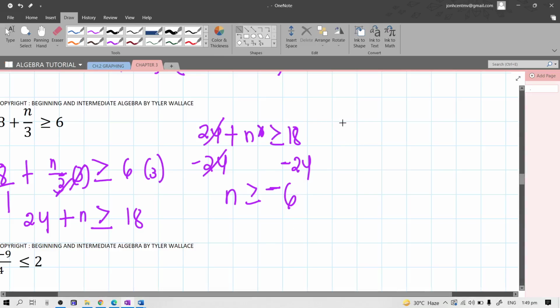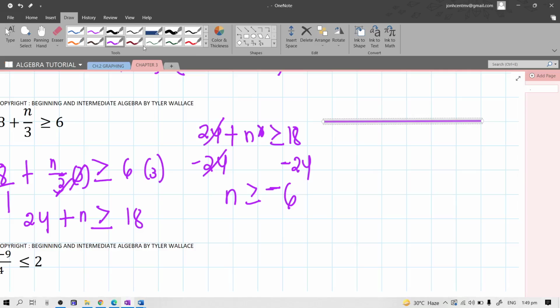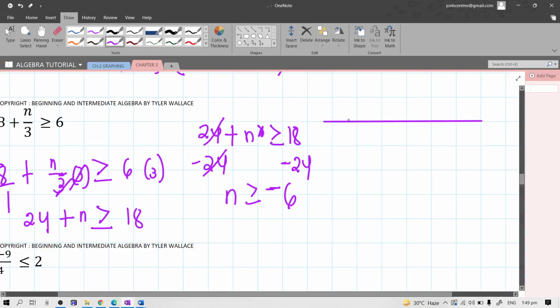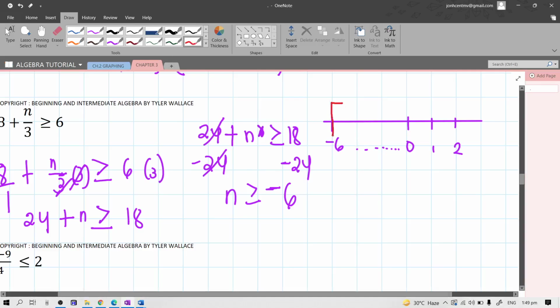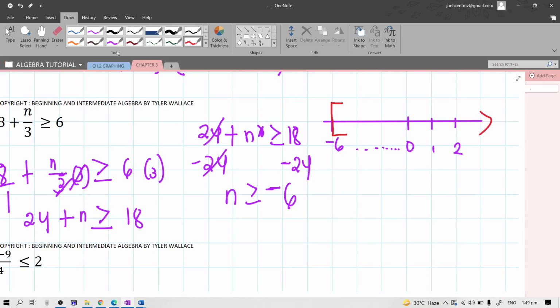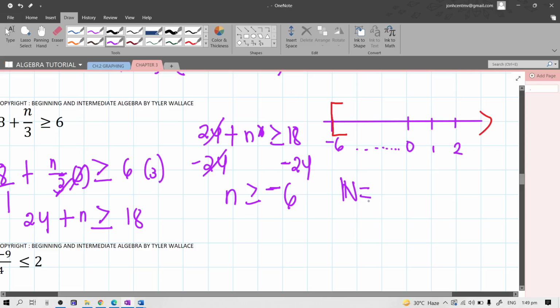If we graph it, you will have negative 6, 0, 1, 2. And since this is greater than or equal, we will use bracket. Therefore, our interval notation here is bracket, negative 6 to positive infinity.